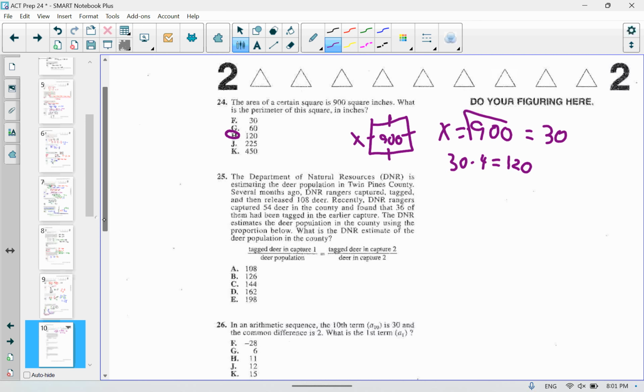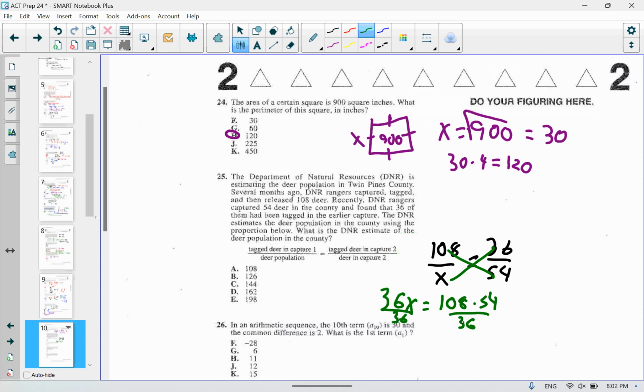25 is an interesting one. You just got to keep track and make sure you put the right things in the right spot. So the number of tagged deer right away was 108. We don't know the population, so we're approximating. The number of deer tagged the second time was 36 out of 54. So here I can cross multiply. So I would get 36x equals 108 times 54. And I want to get x by itself, so I could divide by 36. So I could type this whole thing in my calculator to find what x value, also known as cross multiply and divide. I would end up with 162. So letter D.